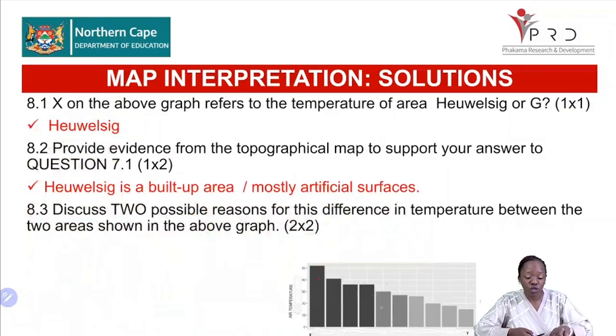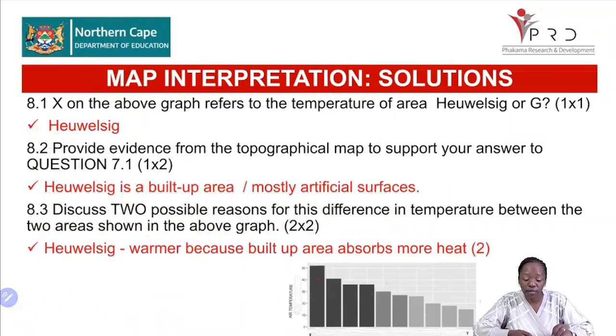Then discussing the two possible reasons for the differences in temperature between the two areas. So number one, your valley will have warmer temperatures. Why warmer temperatures? Again, it is because the area is built up. So therefore, there is no vegetation to cool down the temperatures, which means those built-up or artificial surfaces are going to absorb more heat.